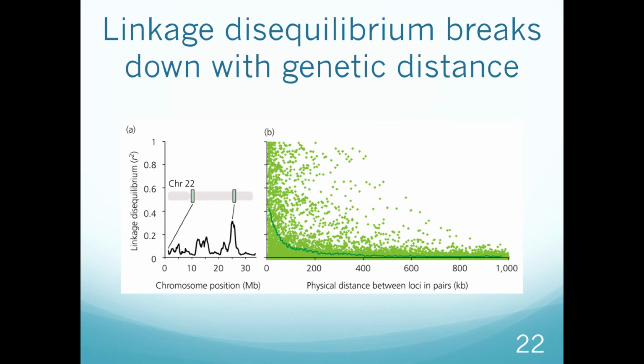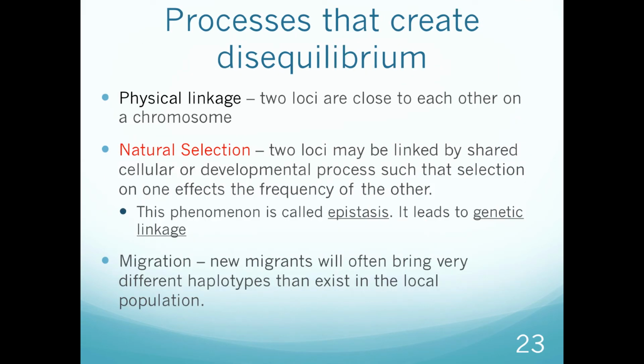That should make sense. However, it's also possible that two loci that are on different chromosomes can be in linkage disequilibrium with one another. And this occurs because they are linked to one another through some developmental process. They are used together in some pathway, and whatever occurs to one has an effect on the other one. When several genes are linked this way in a cellular process, we call this epistasis.